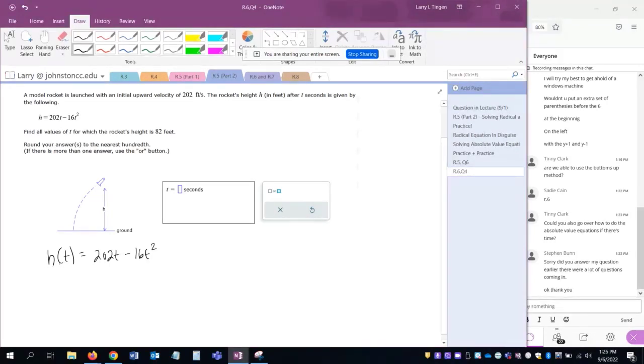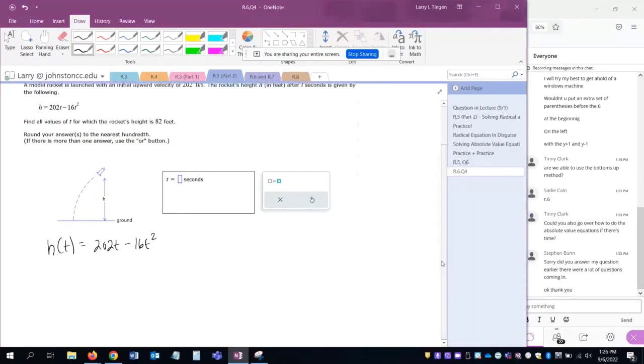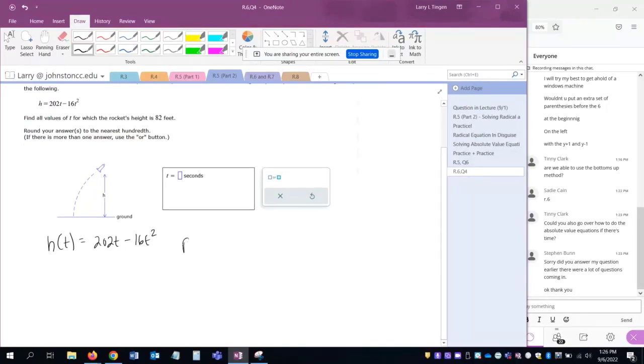Okay, so this is just the name of the function. This is the height. And I want to know, to do what? Find t when h of t equals 82. H of t is going to return the height after t seconds. So after 0 seconds, the rocket didn't leave the ground, this side would return 0. After 1 second, it would be 202, except gravity's pulling, but that's fine.